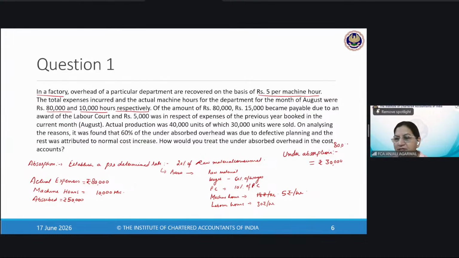80,000 is the actual expenditure and 50,000 is the absorbed. So 80,000 minus 50,000, you get 30,000 as under absorbed expenses. How are we going to treat them?